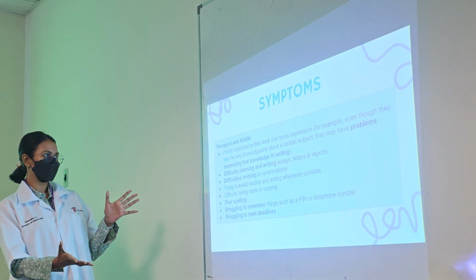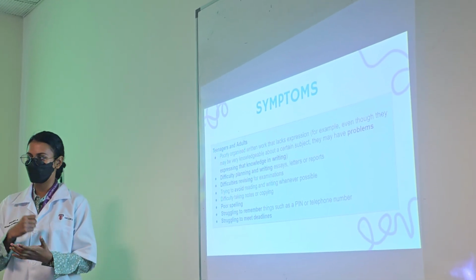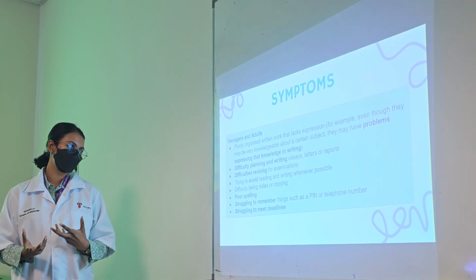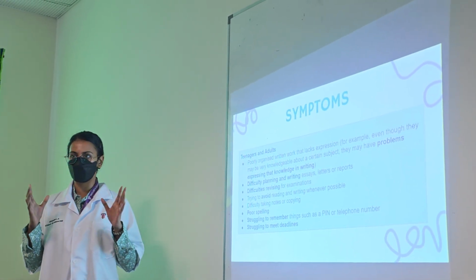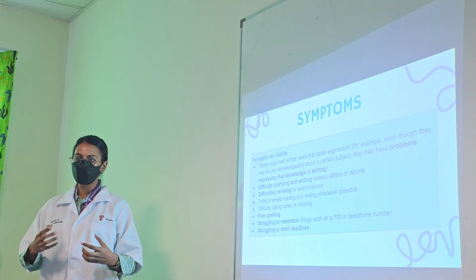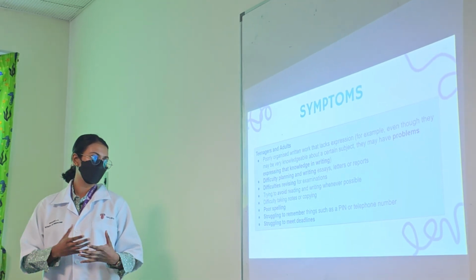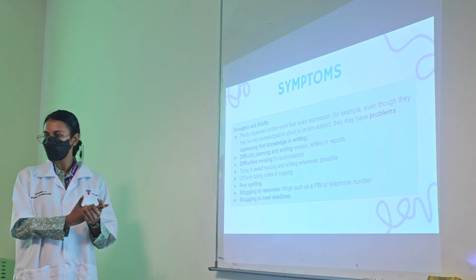Then for teenagers and adults, you can see that they have problems expressing their knowledge in writing, difficulty planning essays, and revising for exams will be difficult for them. They try to avoid reading and writing as much as they can. Poor spelling, and also things to remember like their password for their phone or their telephone number is difficult, and they also find it difficult to meet deadlines.